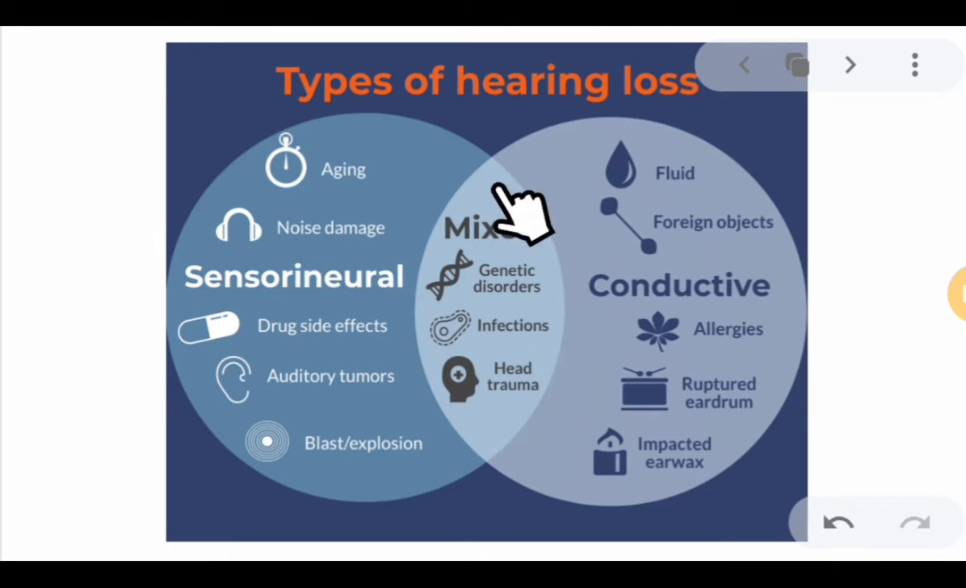And among the common causes, sometimes sensory neural and conductive hearing loss can be a genetic disorder. It can be an infection from bacteria, because it can damage the neurons when it is in bacterial form, and it can also damage the ear canal. Head trauma, when you bump your head, can cause sensory neural hearing loss and conductive hearing loss.